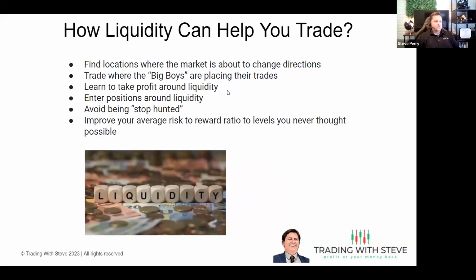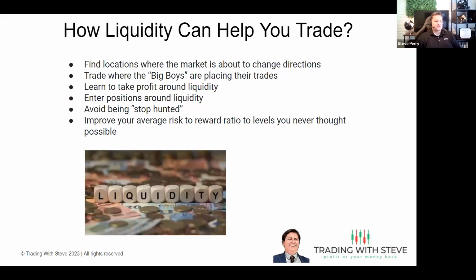So how can liquidity help you trade and become a better trader? It can do a couple of things. It can help you find locations where the market is about to change directions, which is honestly the key point. Trade where the big boys are placing their trades. Learn to take profit around liquidity, so it's helpful in managing risk. You'll also learn how to enter positions around liquidity zones. It'll also help you avoid being stop hunted.